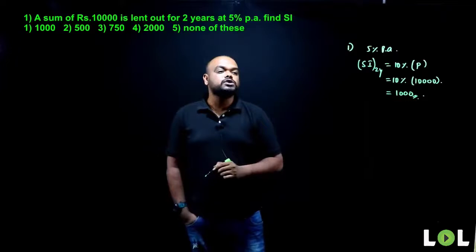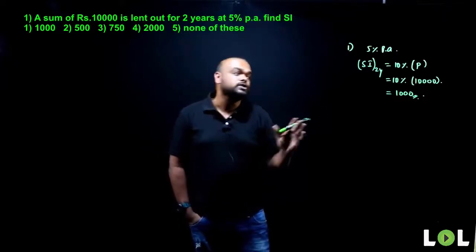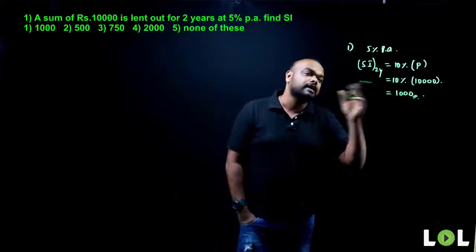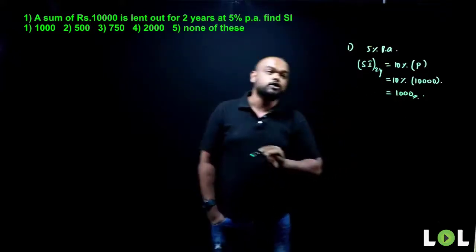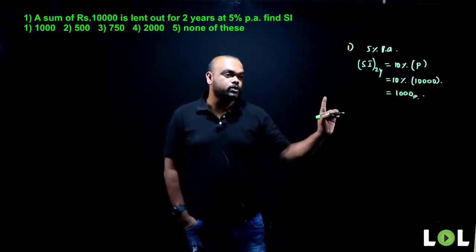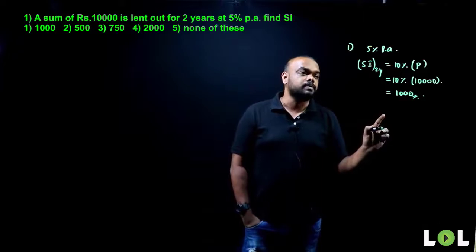So there is no use of PTR by 100 at all here. You need not use any PTR by 100. You can directly answer 1,000 rupees. I hope I am clear with this question. Everybody, am I clear? Okay, let us go to the next question, please.